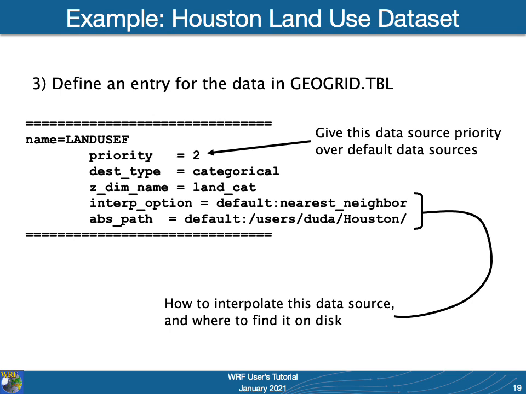And of course, this is a categorical data set, and if we were to write out the individual fractions of each category, we might want to give a name to that layer dimension of landcat. Lastly, I've prepared this dataset and put it in my home directory /user/tuta in a subdirectory called Houston, and I'm telling the GeoGrid program that I want to simply map these values onto my model grid using a nearest neighbor interpolation.